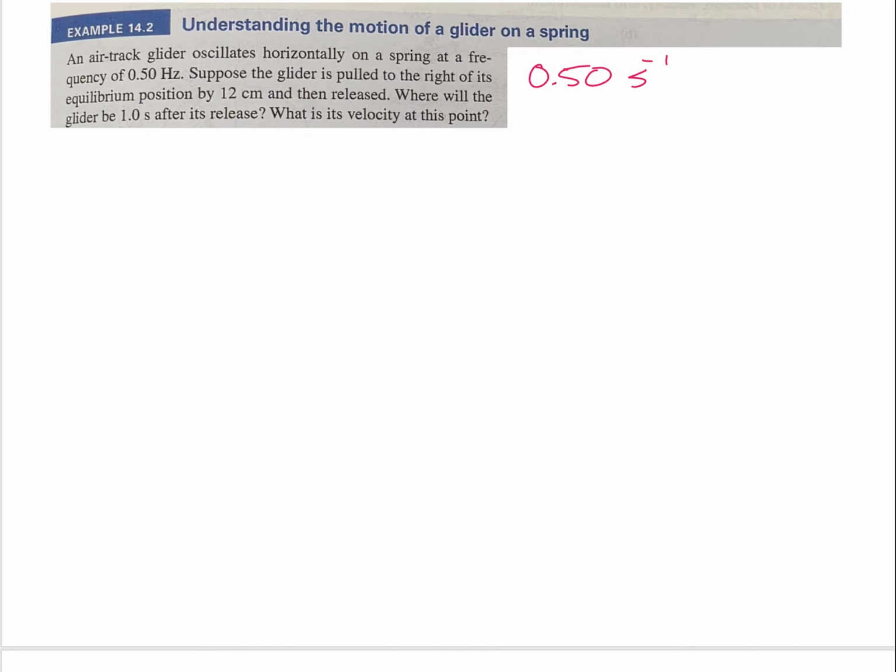Okay, so I have maybe a wall, and then a spring, and then my glider on the ground, right? I pull it to the right, 12 centimeters. So this is the equilibrium position. This is 0.12 meters at this point right here. Then we release it. Where will the glider be 1 second after its release, and what is the velocity at this point?